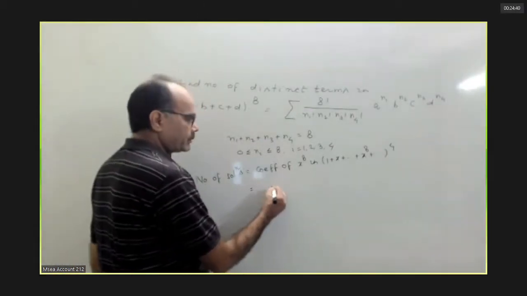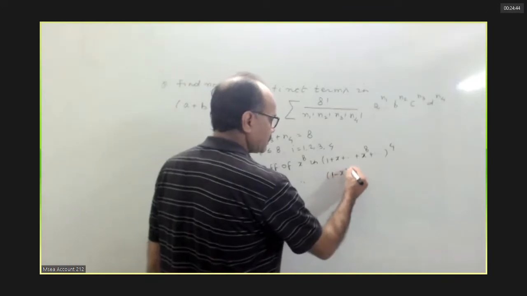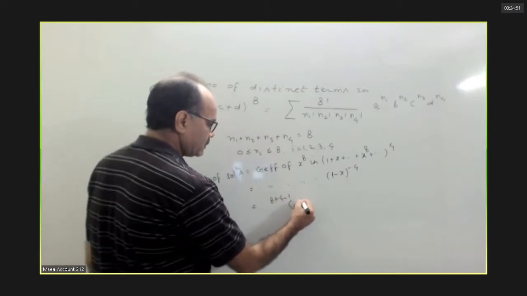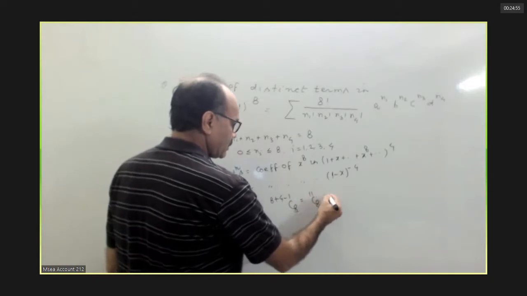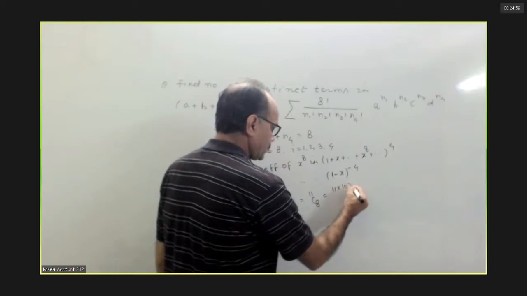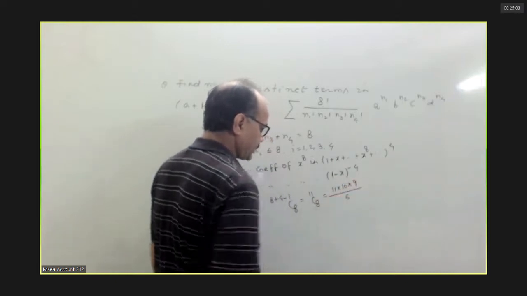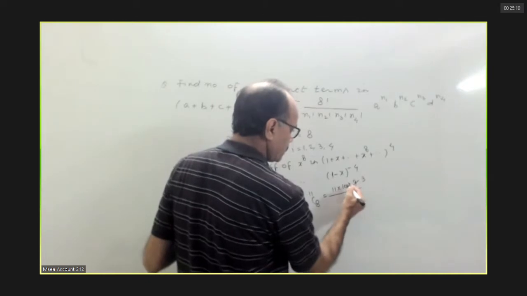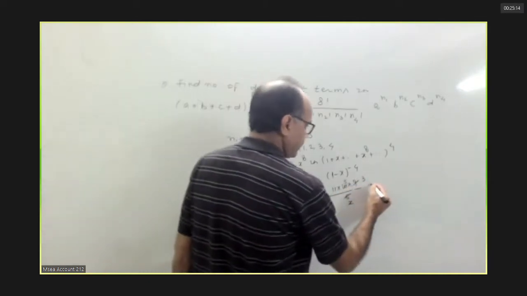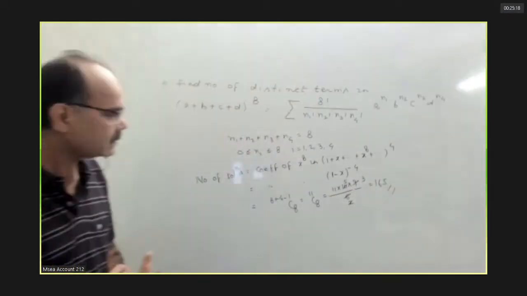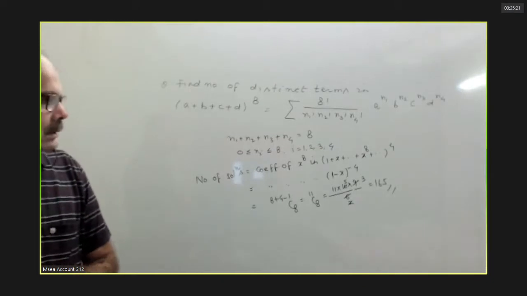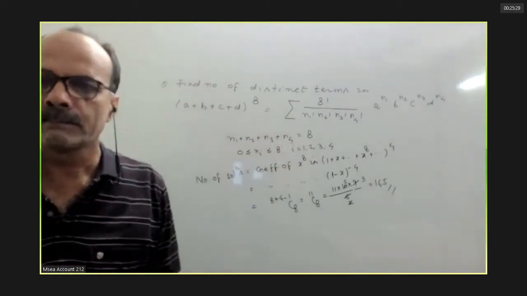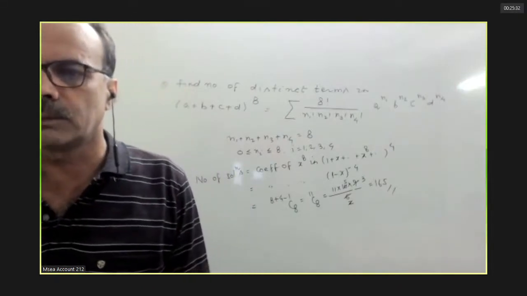Now, the coefficient of x to the power 8 in 1 minus x to the power minus 4, the infinite GP, equals 8 plus 4 minus 1 C 8, that is 11 C 8, that is 11 into 10 into 9 by 3 factorial, which is 165. So how many distinct terms will be there in that expansion? 165. Okay.